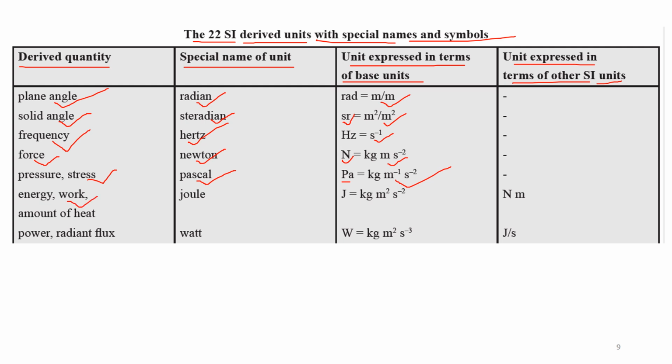Energy or work is measured in joule, also written as J, which is kg meter square per second square. Joule is also written as Newton meter. Power or radiant flux is denoted by watt, capital W, whose unit is kg meter square per second cube, and it is also written as joule per second. We know that if we divide energy by time, joule per second, it converts into power.